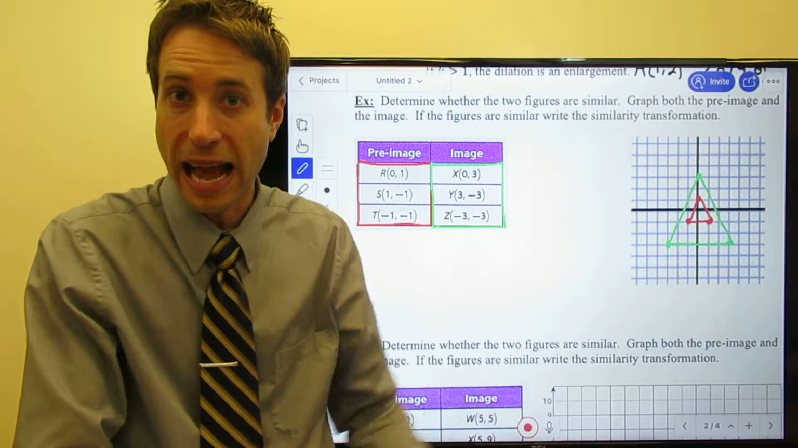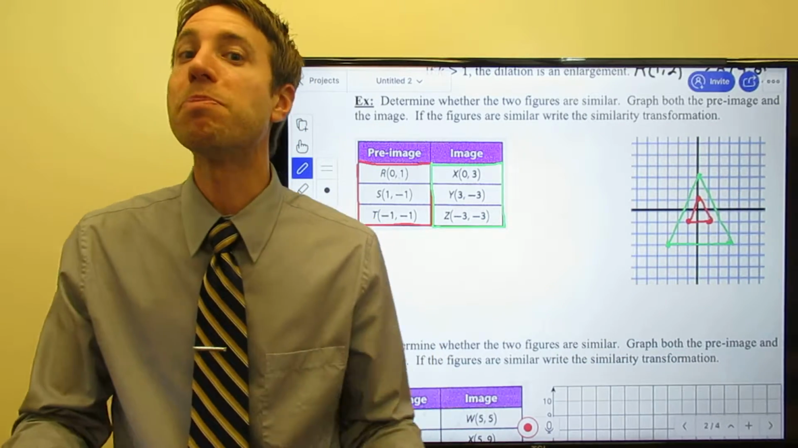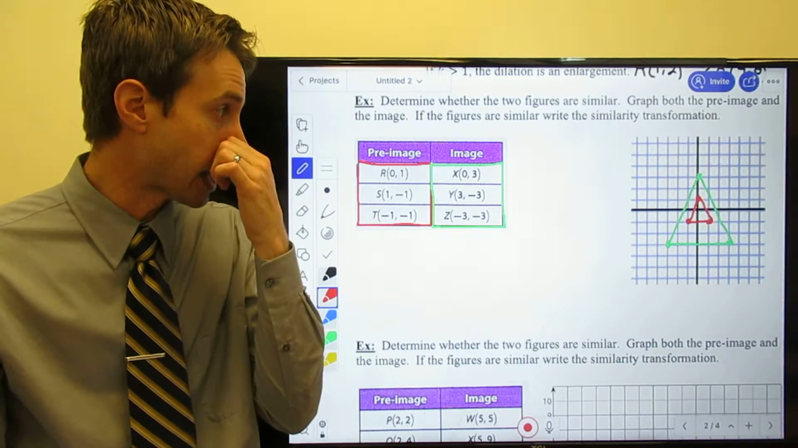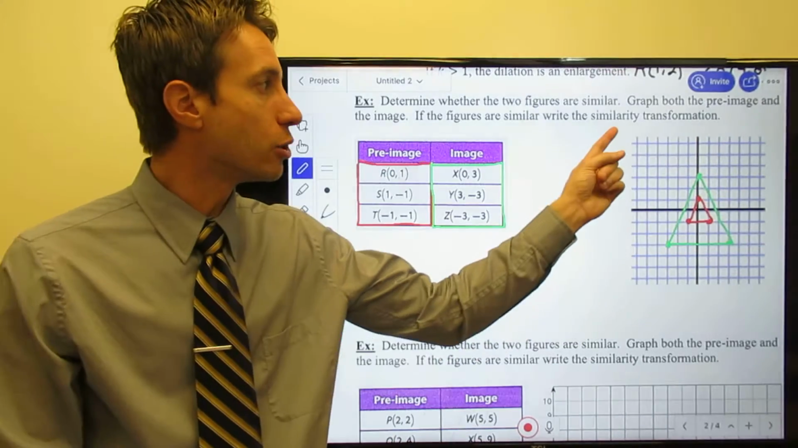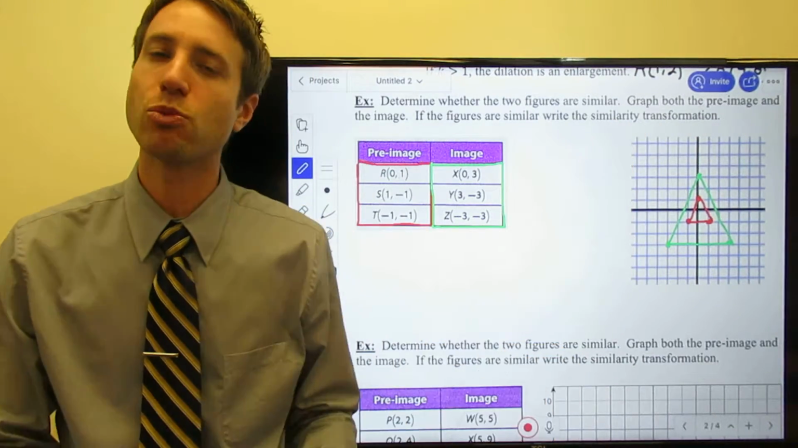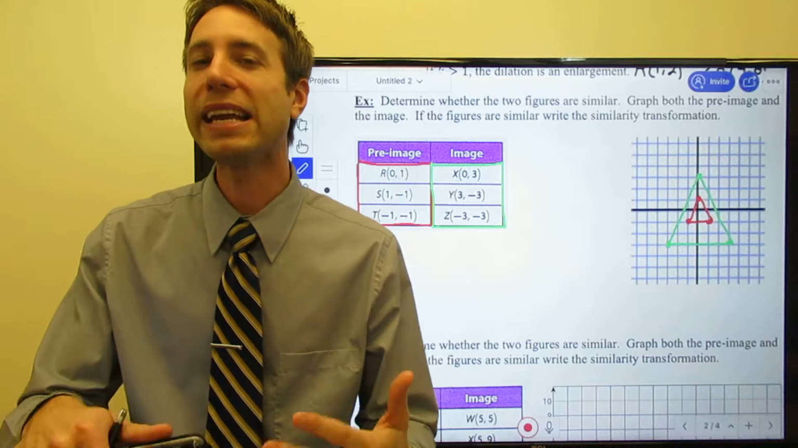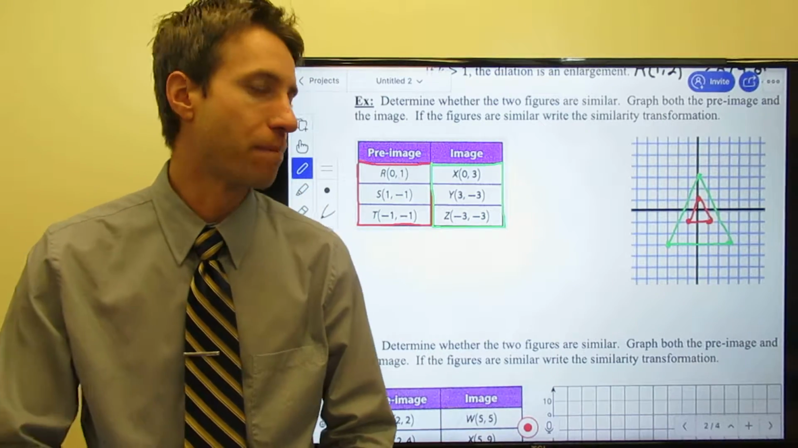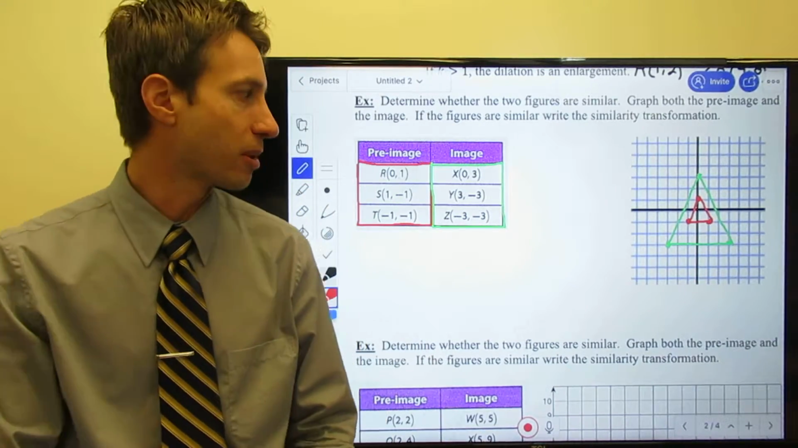You could call it S prime if you wanted to. So it would appear that the orientation is the same. So what I'm asking you to do is write the similarity transformation, which just simply means, what is the dilation here? Well, it's not too terribly hard to recognize.